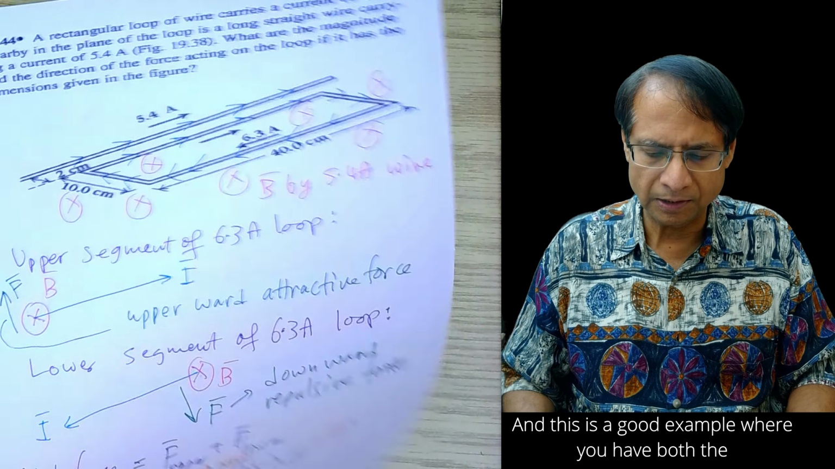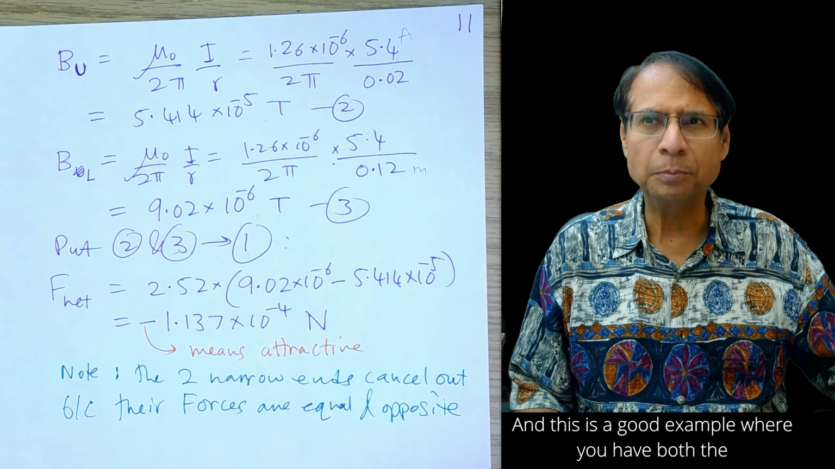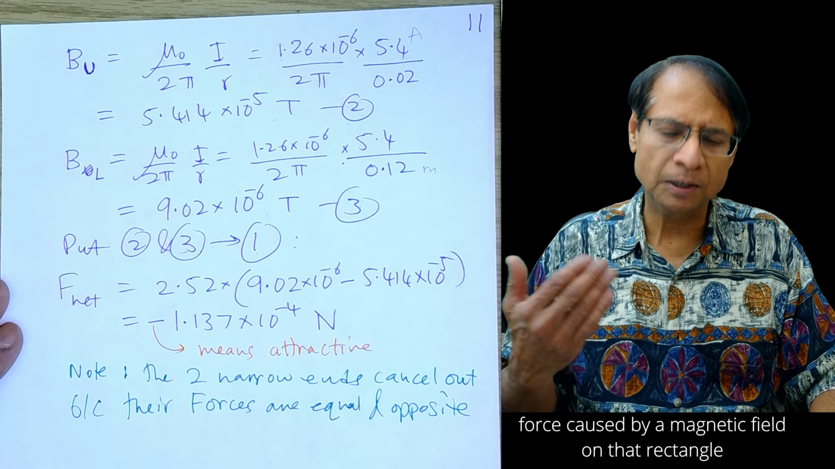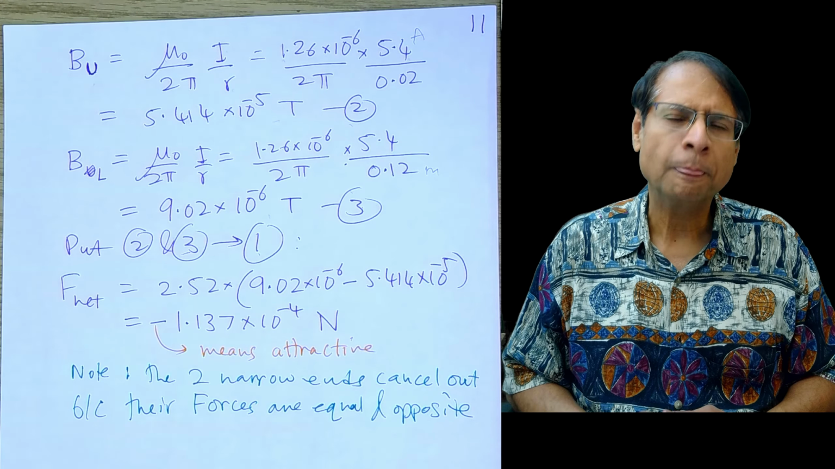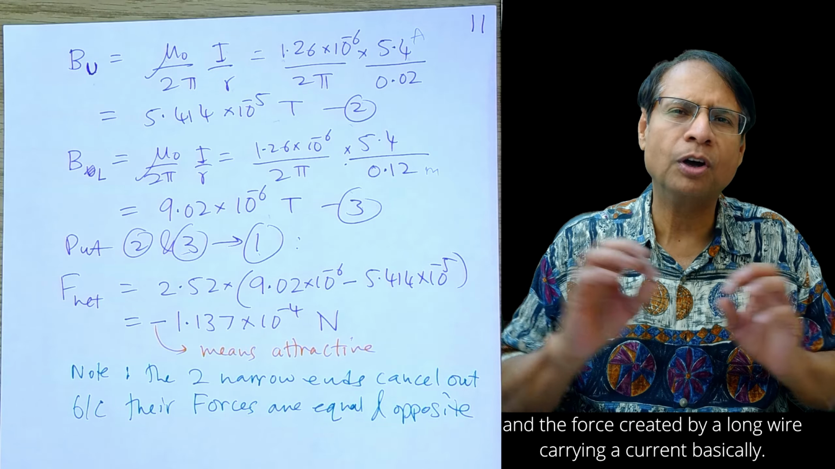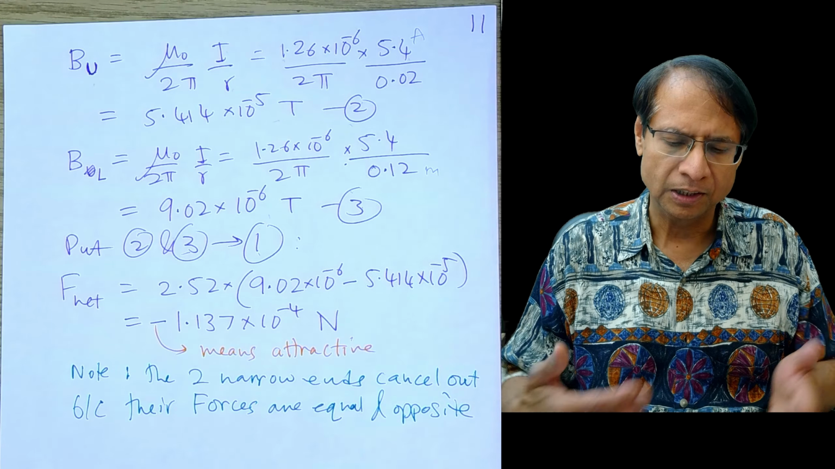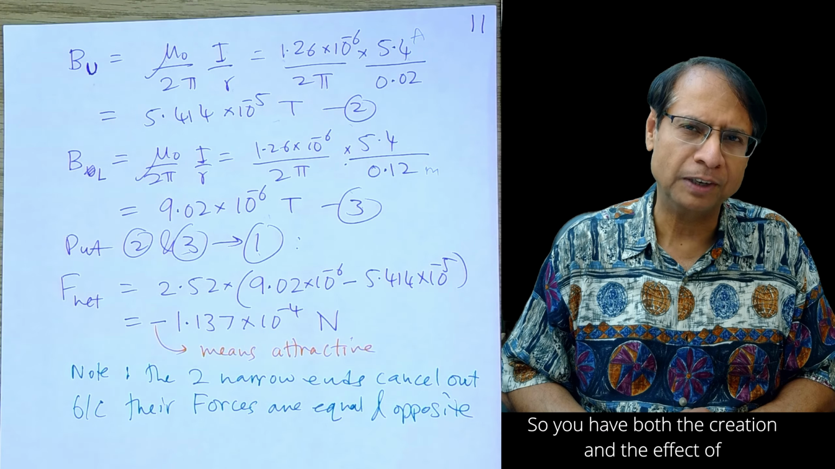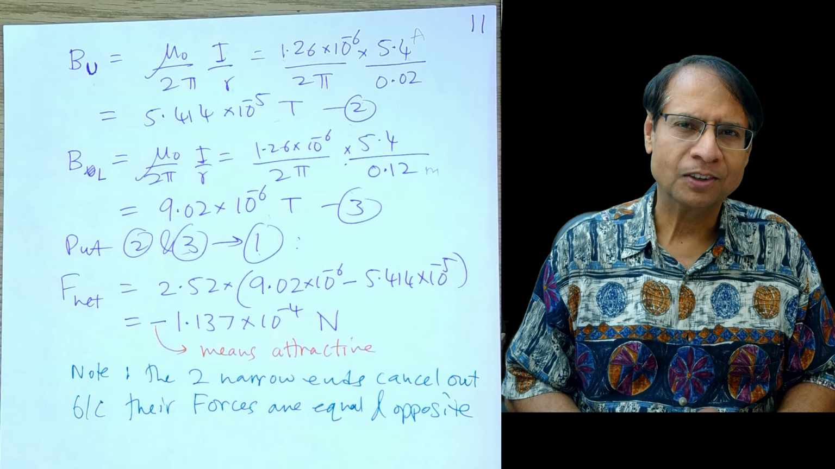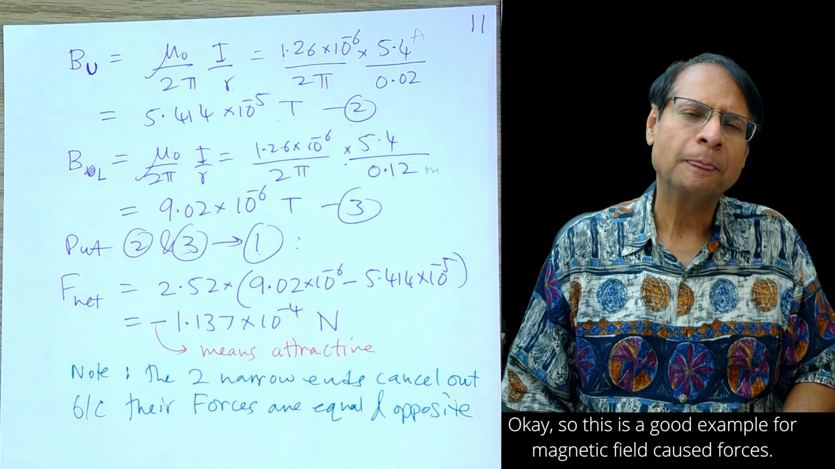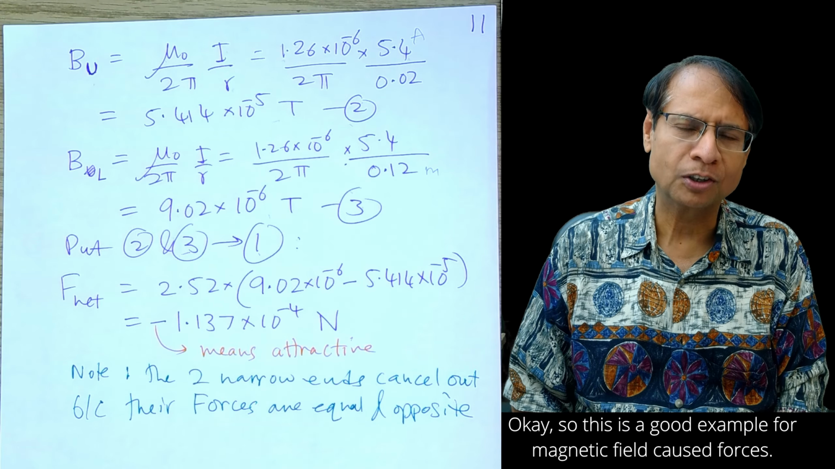And this is a good example where you have both the force caused by a magnetic field on that rectangle and the force created by a long wire carrying a current. So you have both the creation and the effect of the magnetic field wrapped into a single problem. Okay, so this serves as a good example for magnetic field caused forces.